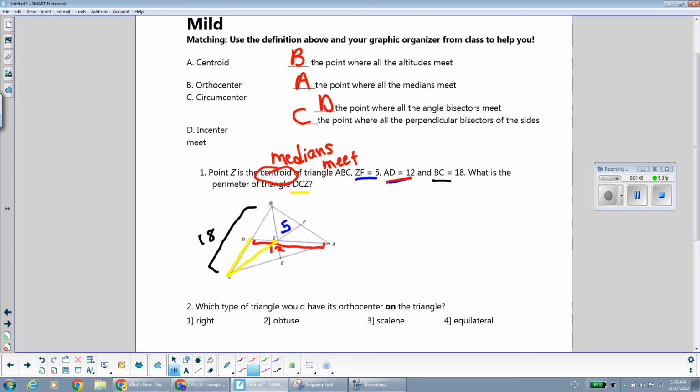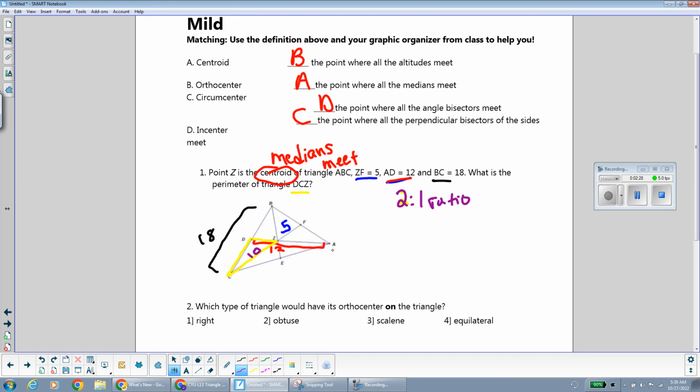DCZ. So this is the triangle that I am trying to find the perimeter of. So in order to find the perimeter of this triangle, I see that I have ZF, which is the shorter part of this whole median over here. So I know that the centroid splits each median in a 2:1 ratio. So if ZF is the shorter part of the median, that's the 1 part of the ratio. So the 2 part of the ratio would be 10.